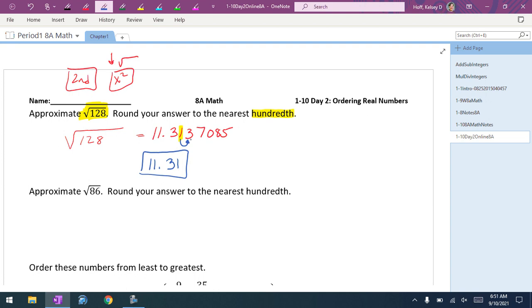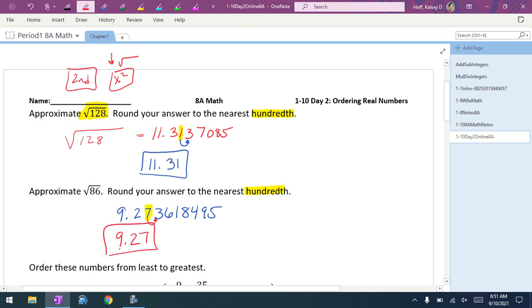All right, when I type in the square root of 86, I get 9.273618495. Again, it says hundredth location. This time the 7 is in our hundredth location. So the 9.2 in front of it gets to stay. We look next door. Is 3 big enough to make him round? No. So 9.27 is going to stay the same.